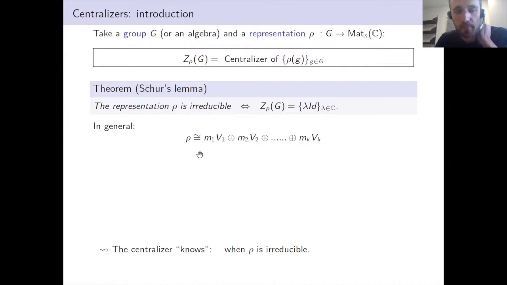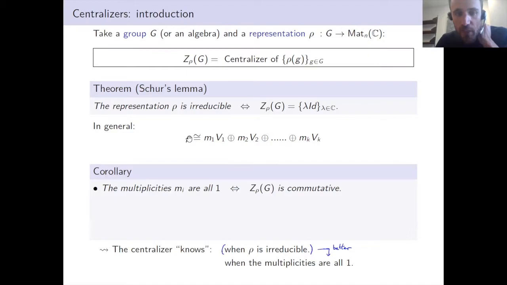Okay, so if we have such a representation, what can we say about the centralizer? Well, there is a first thing we can say, which is a direct corollary of Schur's lemma, actually. And it's the following. The multiplicities are all equal to one. It's a very important particular situation because we have no multiplicity, we say that it's multiplicity free. So all multiplicities are one. It's equivalent to the following statement: the centralizer is commutative. So I hope that you see the parallel with my first example.